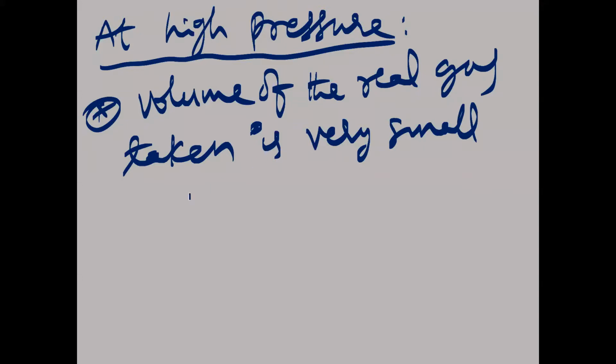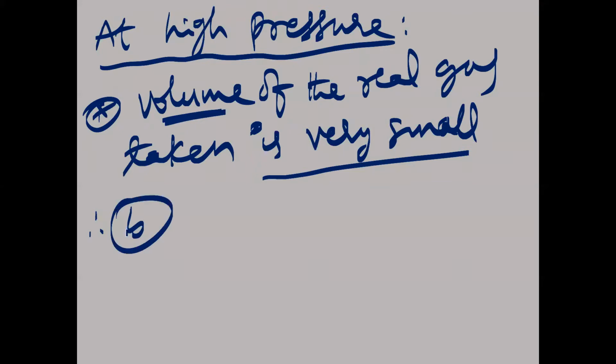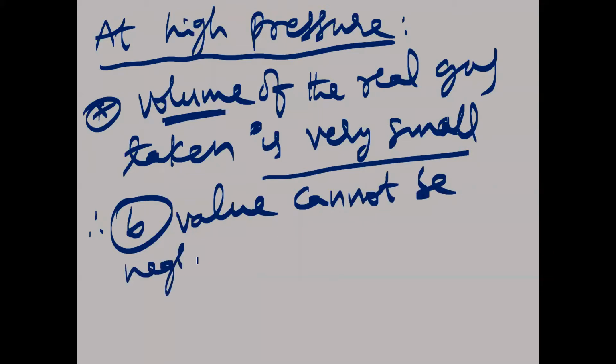B cannot be neglected. In comparison to larger volumes, where I told you B can be neglected at very large volumes, here the volume is very small. When volume is very small, B cannot be neglected in comparison to the very small volume of the gas, at this condition.